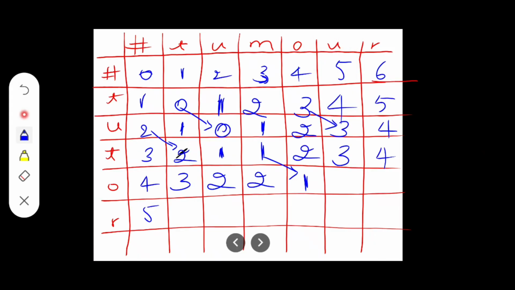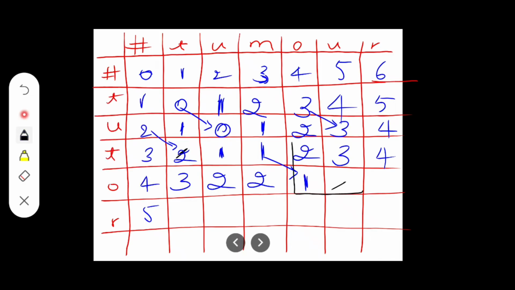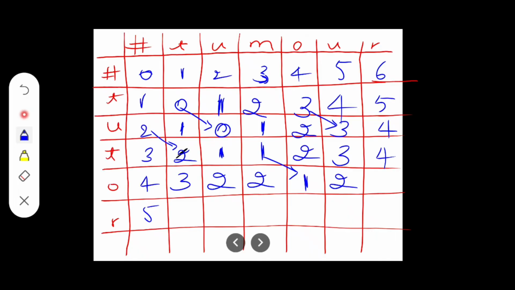So I have to fill this box. So I have to consider this set. Which is the minimum element among this set? 1, 2 and 3. 1 is the minimum element. So minimum element plus 1 is nothing but 1 plus 1. What is 1 plus 1? It is 2. So I'll be writing 2 here.